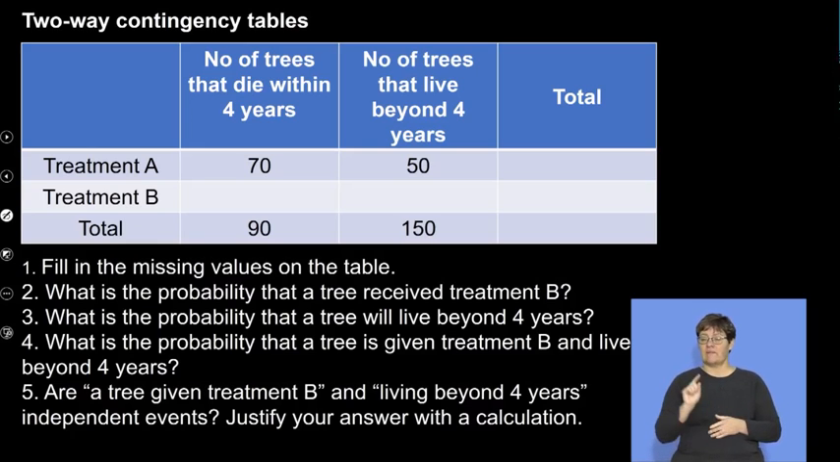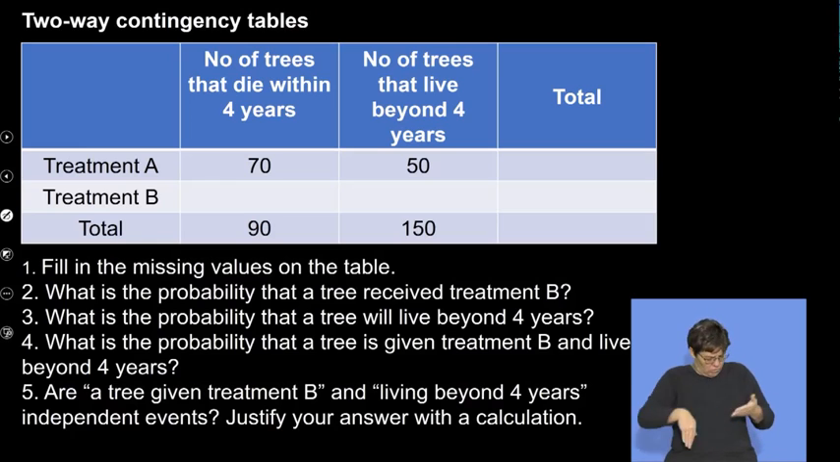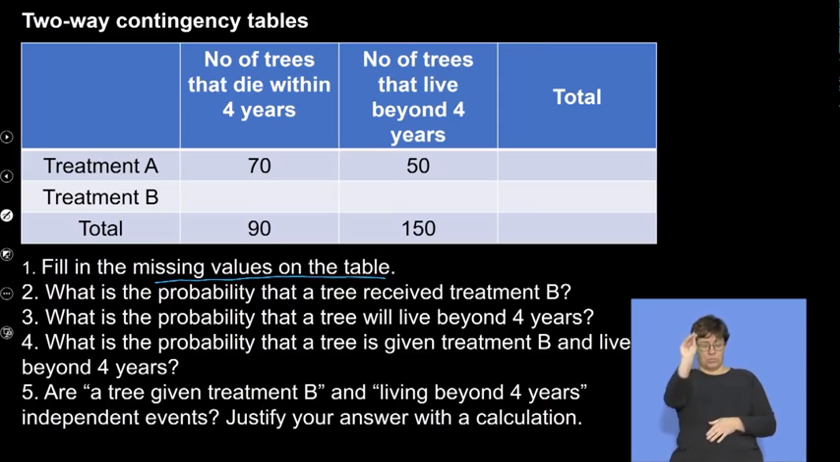So the first thing is you have a contingency table. Someone will go and research, but you might find that the contingency table is incomplete. Yes, I can complete it. How do we complete this? Number one, we are going to fill in the missing values on the table, which you've done so far. After that, calculate the probability that a tree receives treatment B.